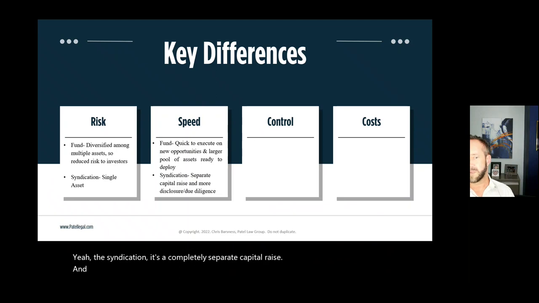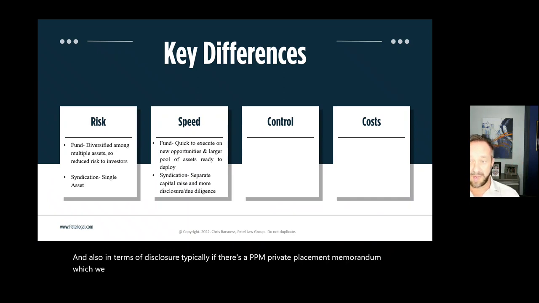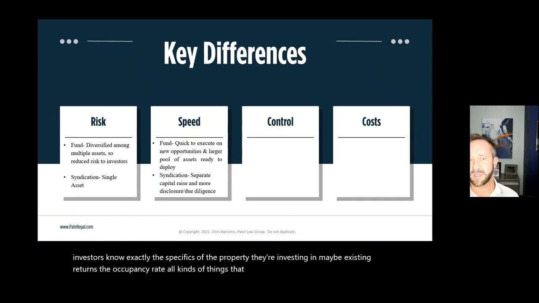And also in terms of disclosure, typically if there's a PPM, private placement memorandum, which we recommend, it's going to talk more about disclosure about the property, so your investors know exactly the specifics of the property they're investing in, maybe existing returns, the occupancy rate, all kinds of things that you would disclose in a syndication that take more time to put together.